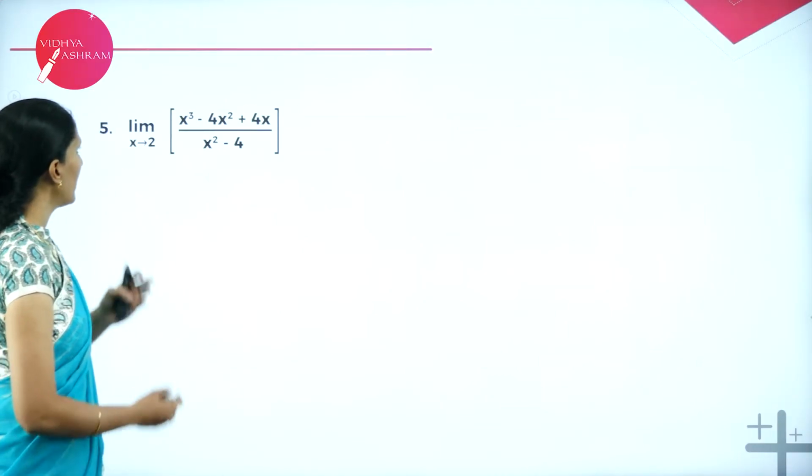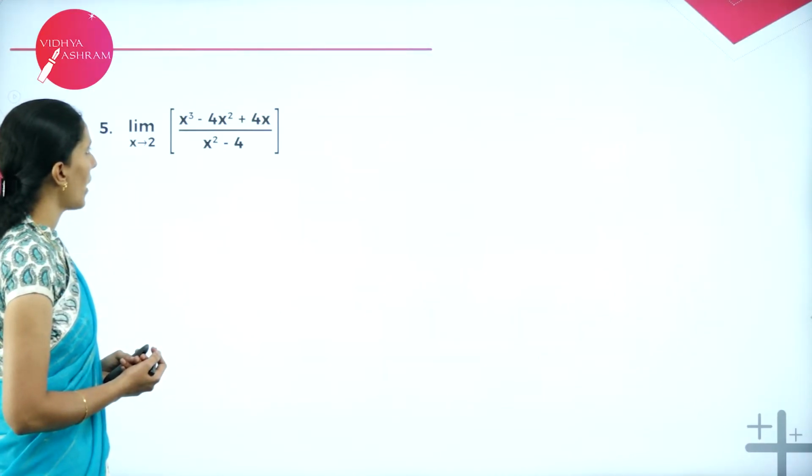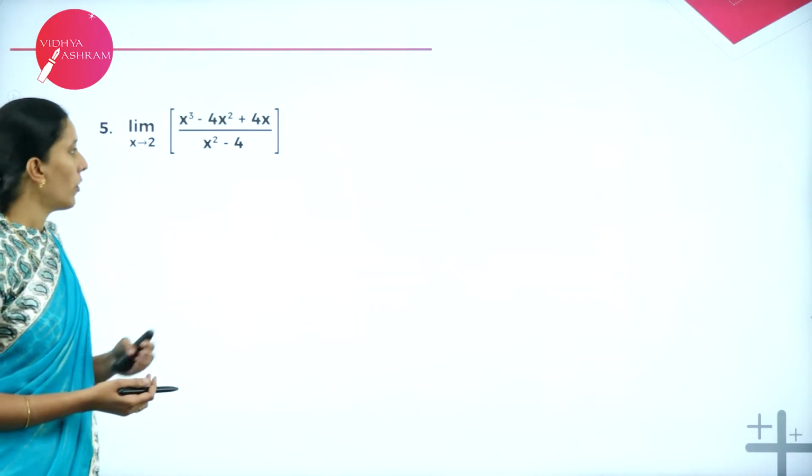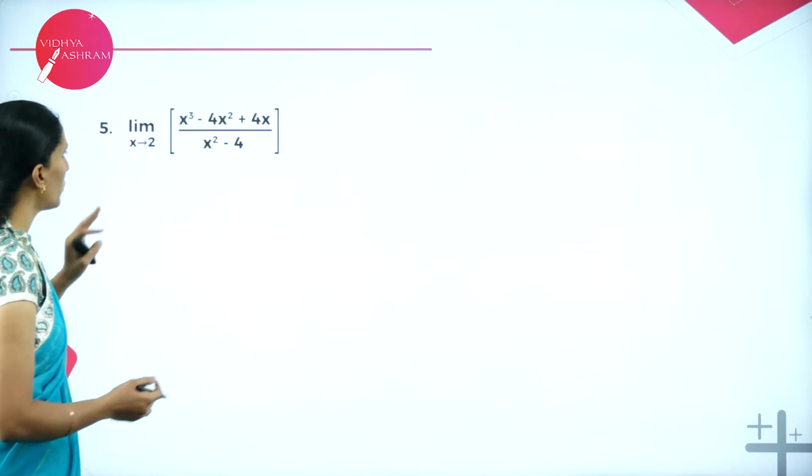Next we have limit of x cube minus 4x square plus 4x divided by x square minus 4. So if you substitute x is equal to 2 here, what happens?